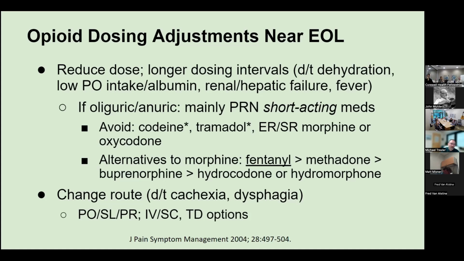And then also changing the route. If they become cachexic or have dysphagia, you can use other routes: sublingual, rectal, IV, sub-Q, transdermal options, or oral options like the liquid. There's liquid morphine, which is called Roxanol. There's liquid oxycodone, like Roxicodone, Oxyfast. And then methadone, called the methadone Intensol solution, which is 10 milligrams per ml, and that also can be given sublingually.